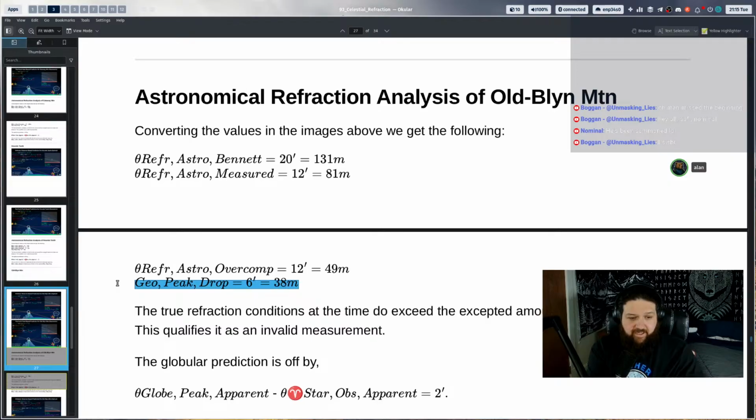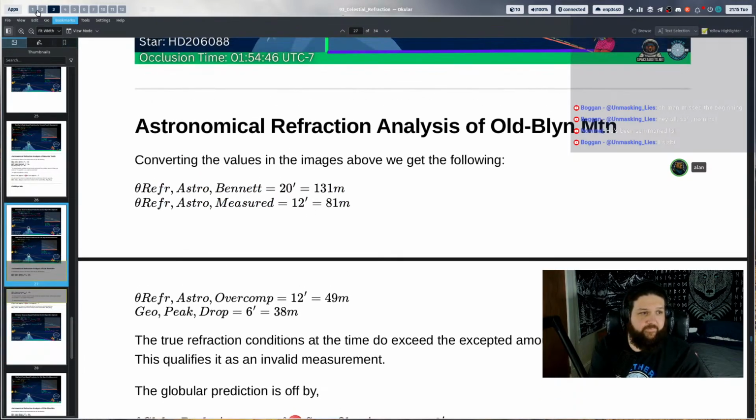So they predicted 38 meters of drop. The actual refraction there was 38 meters. And keep in mind, my man made a simulator to go and find these conditions explicitly to where they would line up. So it's really interesting that that amount of actual refraction existed there to facilitate the conditions to mimic the globe. That's hilarious.